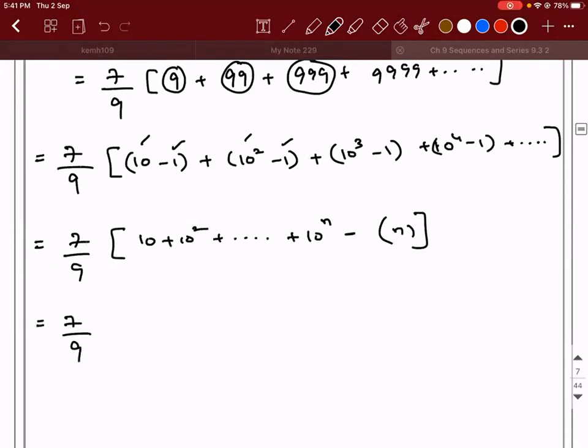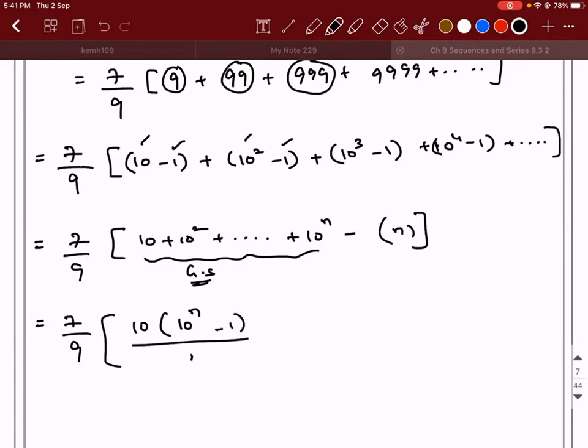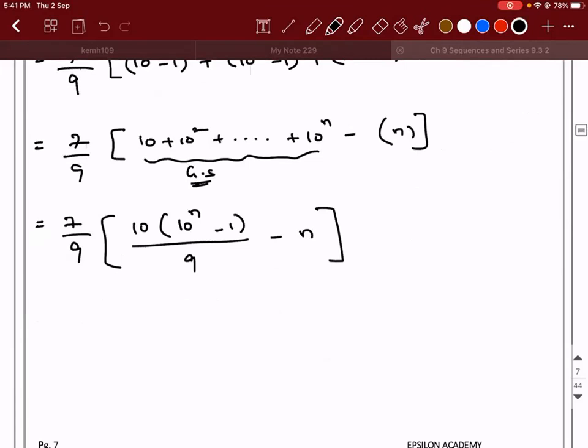So 7 by 9 into this whole thing forms a geometric progression or a geometric series. Tell me what is going to be the answer for this. A into R power n minus 1, the whole divided by R minus 1. That is 10 minus 1, that is 9. Minus n. Okay, did you understand what I did?